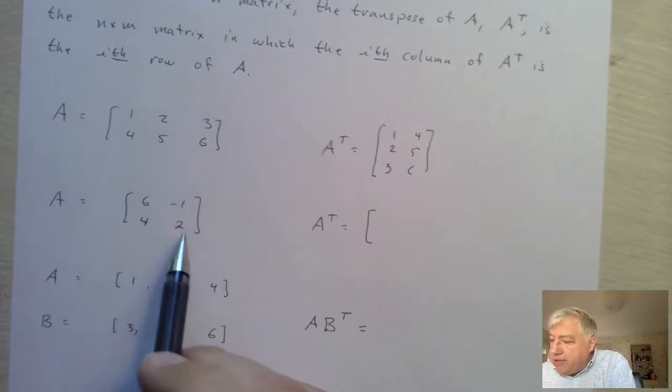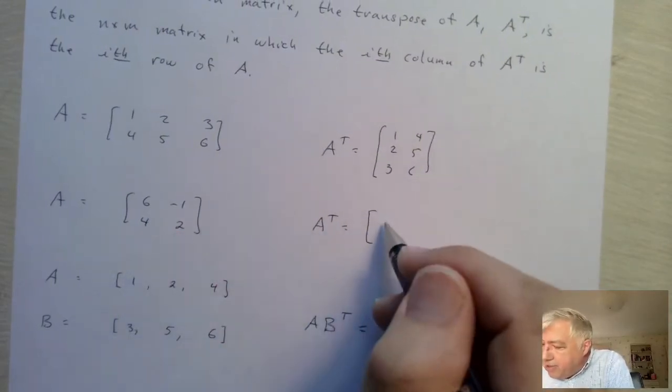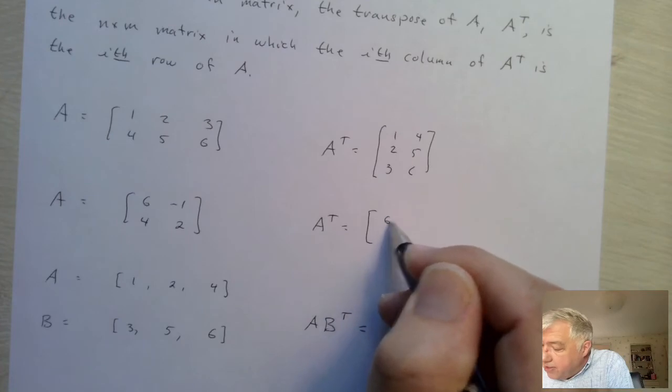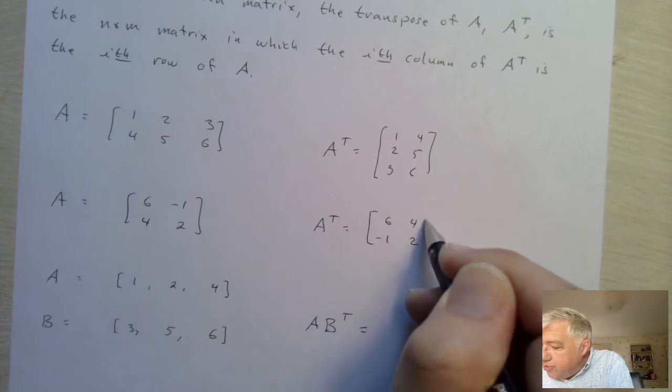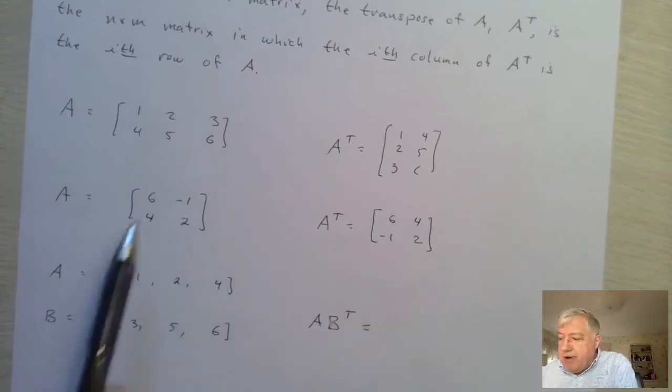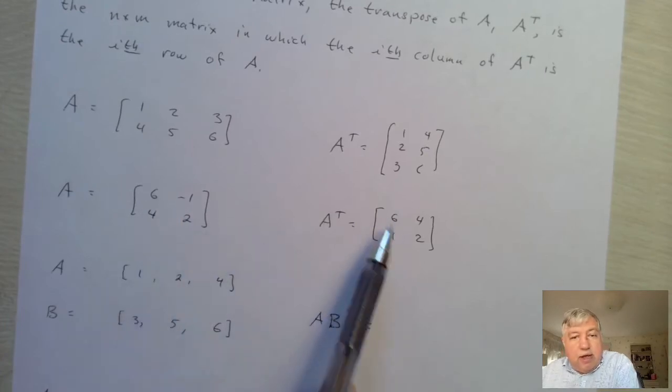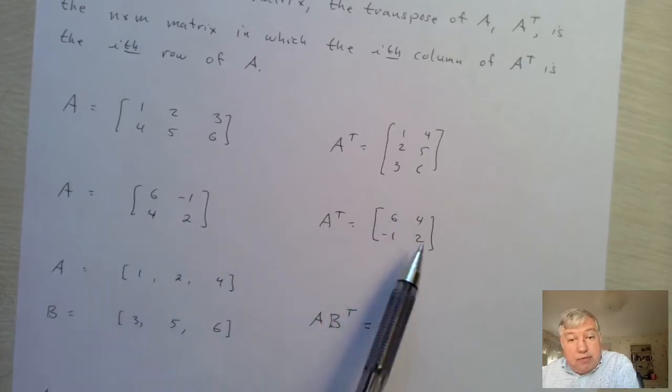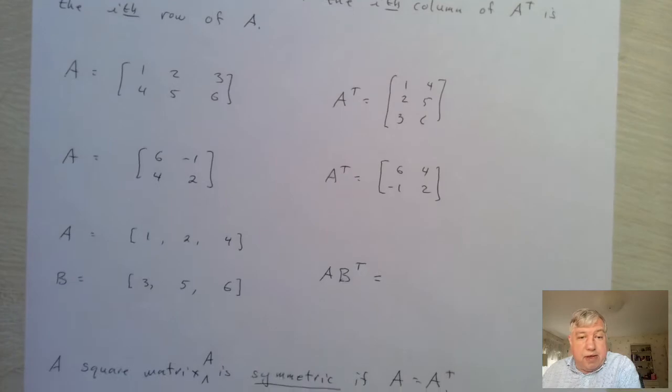Here we have a transpose of the 2 by 2 matrix. This would be 6, 4, and negative 1, 2. You'll notice that if you have a square matrix, the diagonal elements are the same. The elements on the diagonal are fixed, if you think about that.